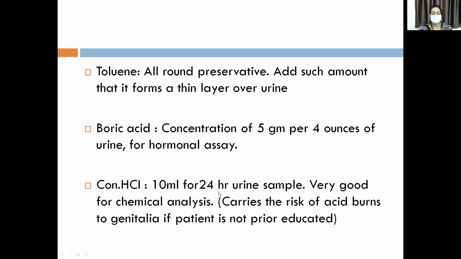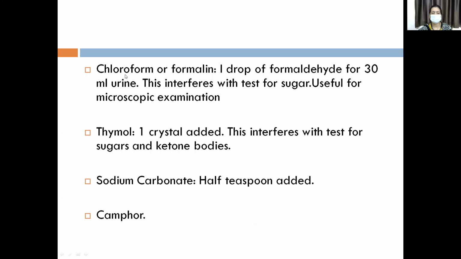Concentrated HCl, 10 ml for a 24-hour urine sample. This is for chemical analysis. Okay. Then chloroform and formalin, 1 drop of formaldehyde for 30 ml urine. Again, this interferes with sugar. Usually, if you are doing a urine microscopic examination, you want to see cells, you want to see whether there are some cancer crystals, then you use chloroform or formalin. If you want to do a test of sugar, you are not choosing chloroform or formalin. You are choosing sodium fluoride, right?